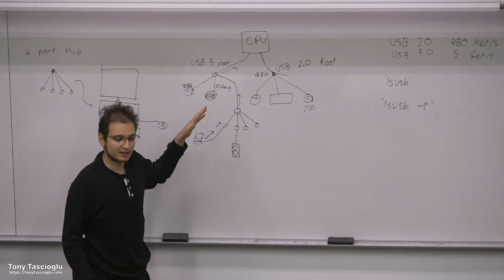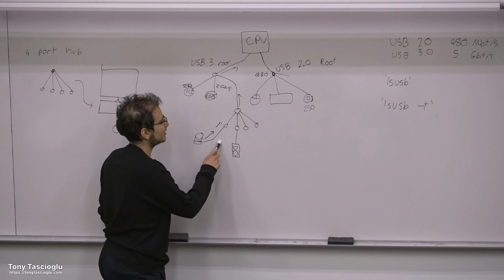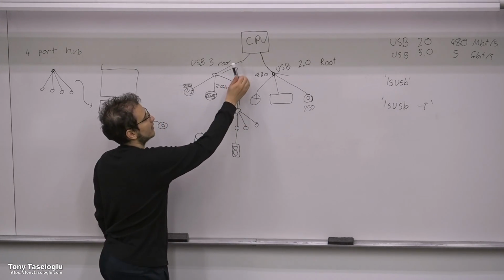Stuff going downwards is essentially broadcast. It goes to every single one of the leaf nodes. But stuff going upwards is smarter. It'll basically just take the path that's going up.